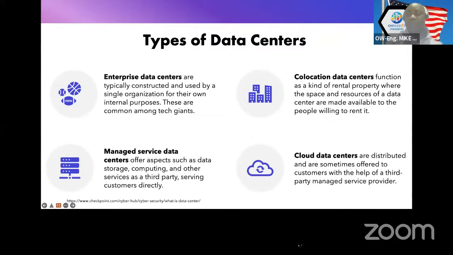The other one that we have is co-location data centers, which function as a kind of rental property where the space and resources of the data center are made available to the people willing to rent it. So this is a big business. You can build your data center and decide to rent it out to other companies, which will come and store their data in there, and they pay for it. So you'll be making money out of what you had as an investment to build the data center.